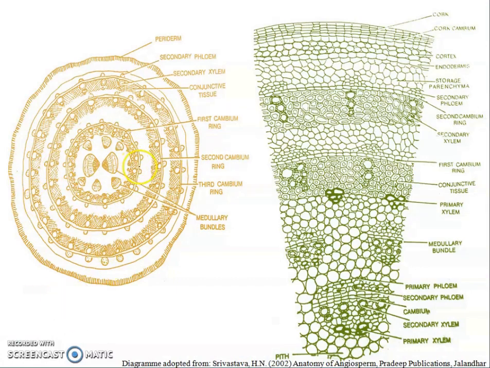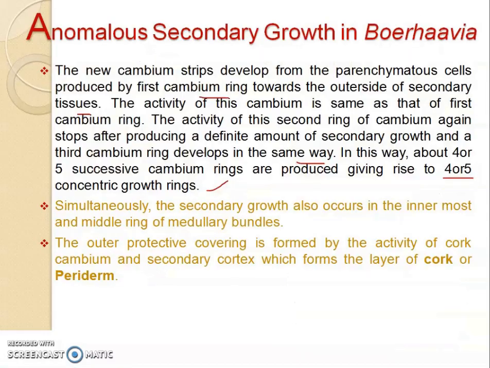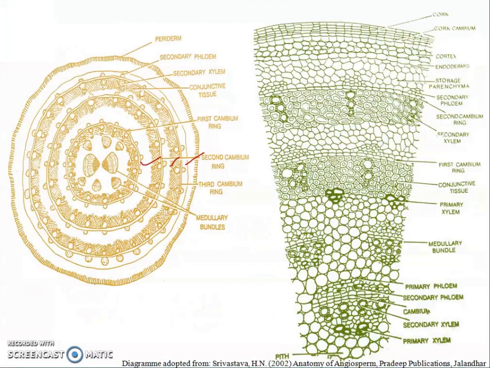This is the innermost ring and the middle ring in which secondary growth also begins, and these are the successive rings in which annual secondary growth takes place in the Boerhavia. The outer protective covering is formed of the activity of cork cambium and the secondary cortex. Cork cambium forms the layer of cork or the periderm. Here in this case, after secondary growth, cork and cork cambium are formed, which constitute the periderm. This is the periderm outer covering.